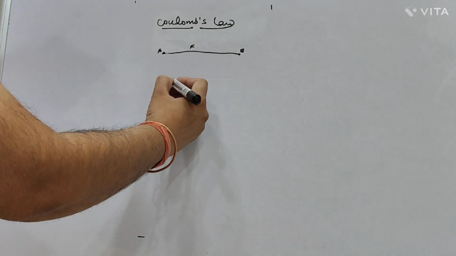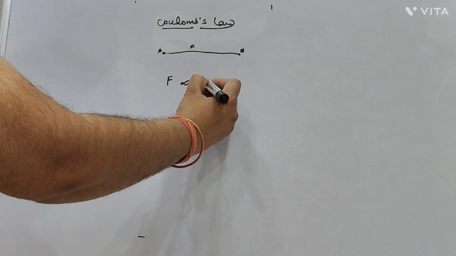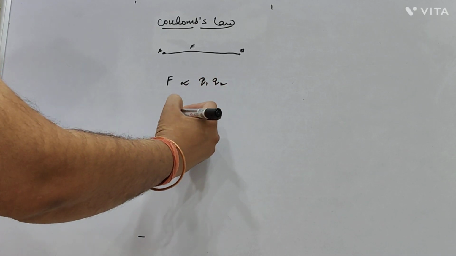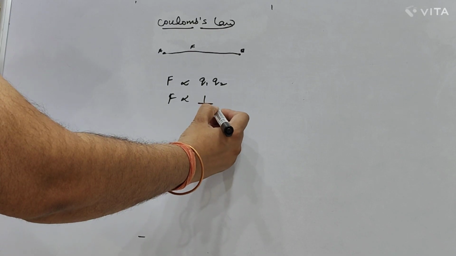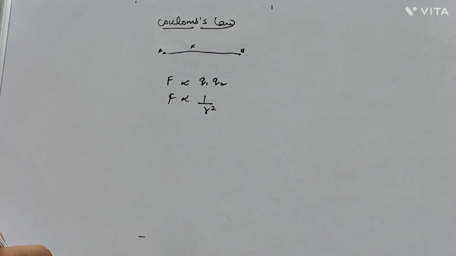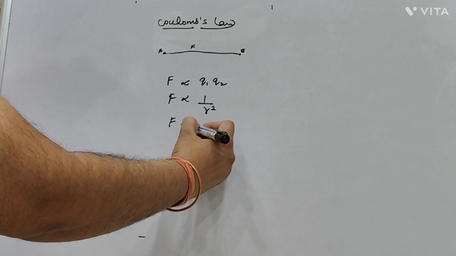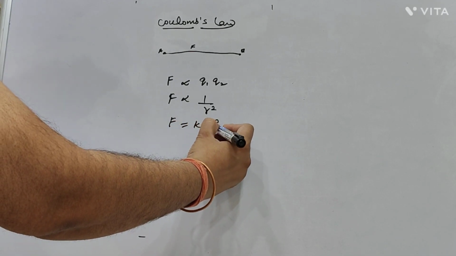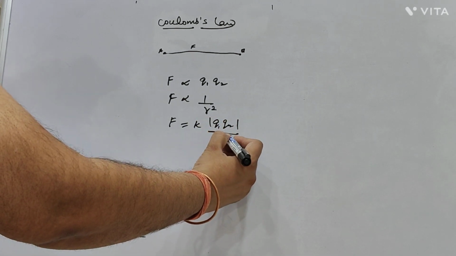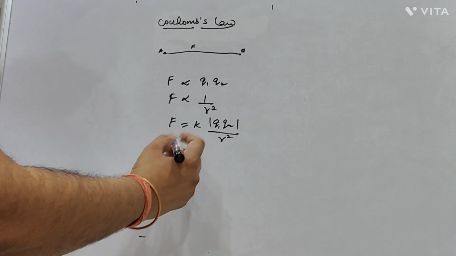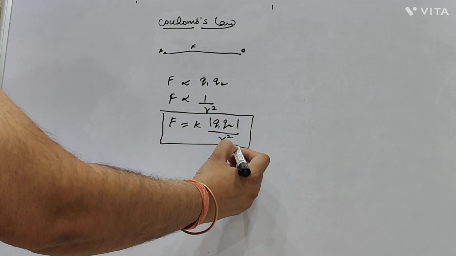So the force acting between the 2 point charges is directly proportional to the product of the charges and inversely proportional to the square of the distance between the two charges, and this can be written as F is equal to K Q1 Q2 divided by R square. This relationship is Coulomb's law.